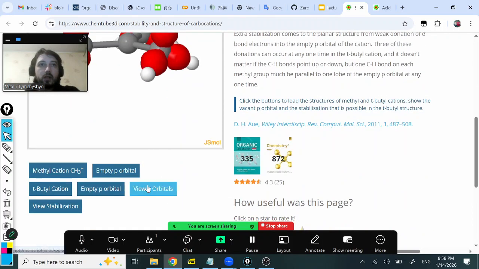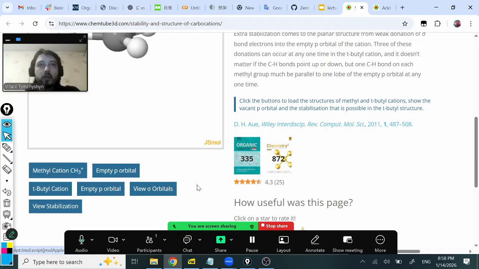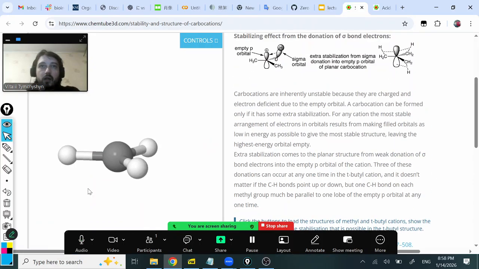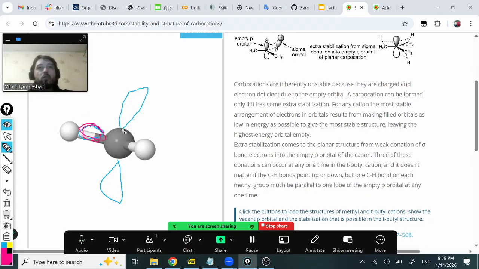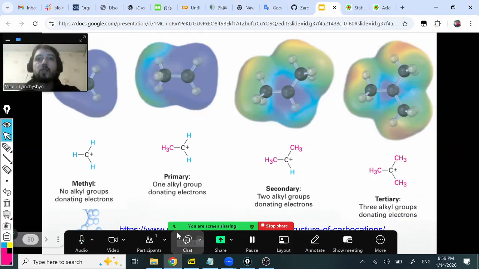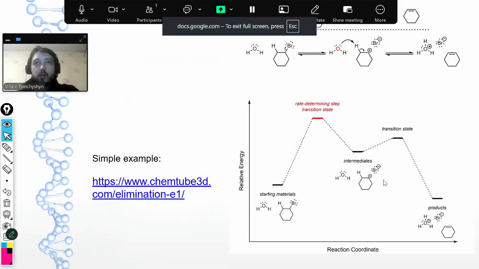For some reason, when I tried to use sigma orbitals, it showed me another cation, but anyway, you can guess. So here we have these empty p orbitals, and these are our sigma bonds. Let me use different colors. So here they are, and they are almost perpendicular to these empty p orbitals. So you cannot use electron density from here to stabilize the positive charge and to alleviate this sort of situation. Good.